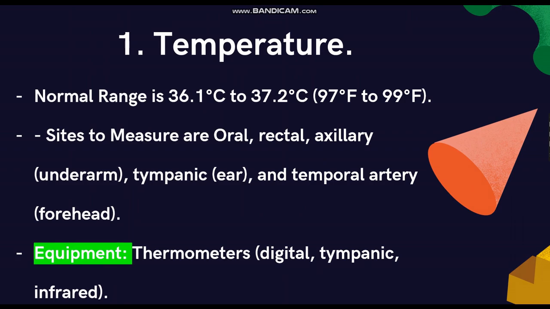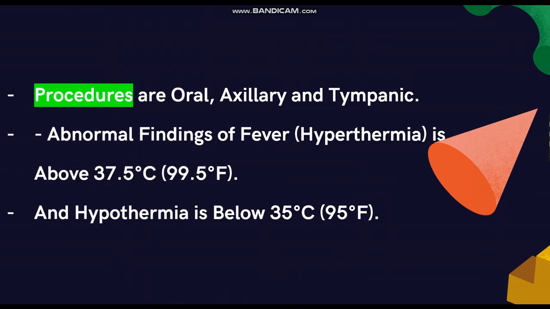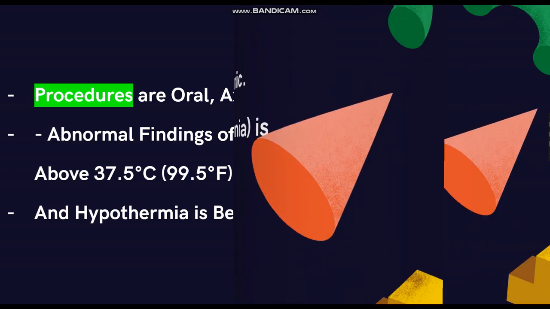First one, temperature. Normal range is 36.1 degrees Celsius to 37.2 degrees Celsius. Sites to measure are oral, rectal, axillary, tympanic, and temporal artery. Equipment: thermometer. Procedures are oral, axillary, and tympanic. Abnormal findings: fever is above 37.5 degrees Celsius and hypothermia is below 35 degrees Celsius.